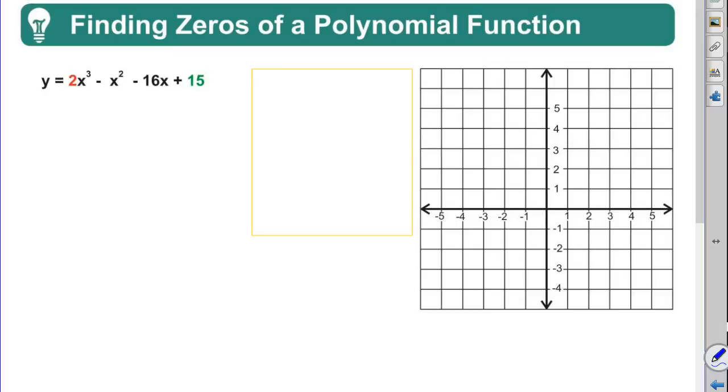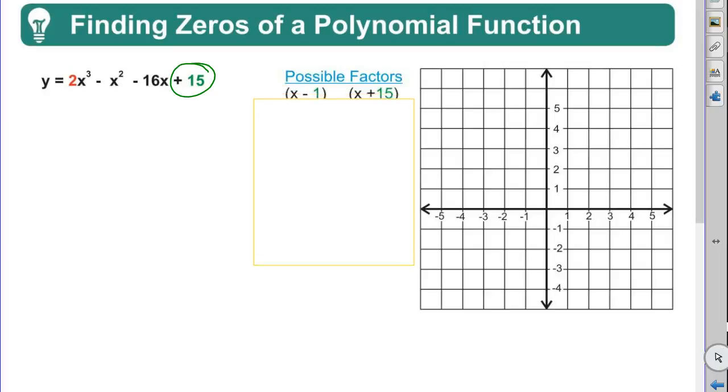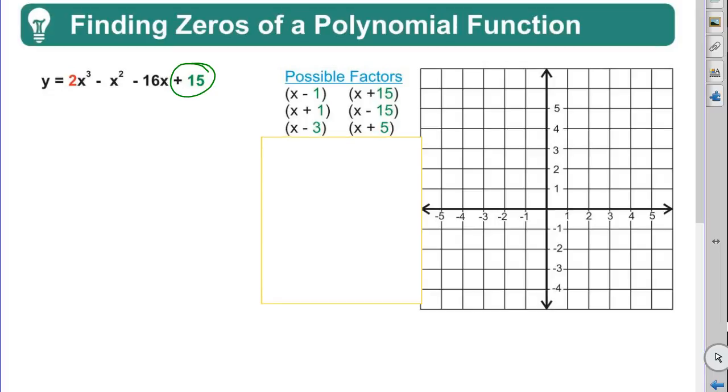Now that's tricky because this polynomial doesn't factor into two binomials. And because it doesn't factor into two binomials, then I have to deal with finding a factor. Okay, so finding a factor is a factor of the last number, the constant. Okay, so the constant alone gives me possible binomial factors: x minus 1, x plus 15, x plus 1, x minus 15, x minus 3, x plus 5, x plus 3, x minus 5. No problem. Fix that up.